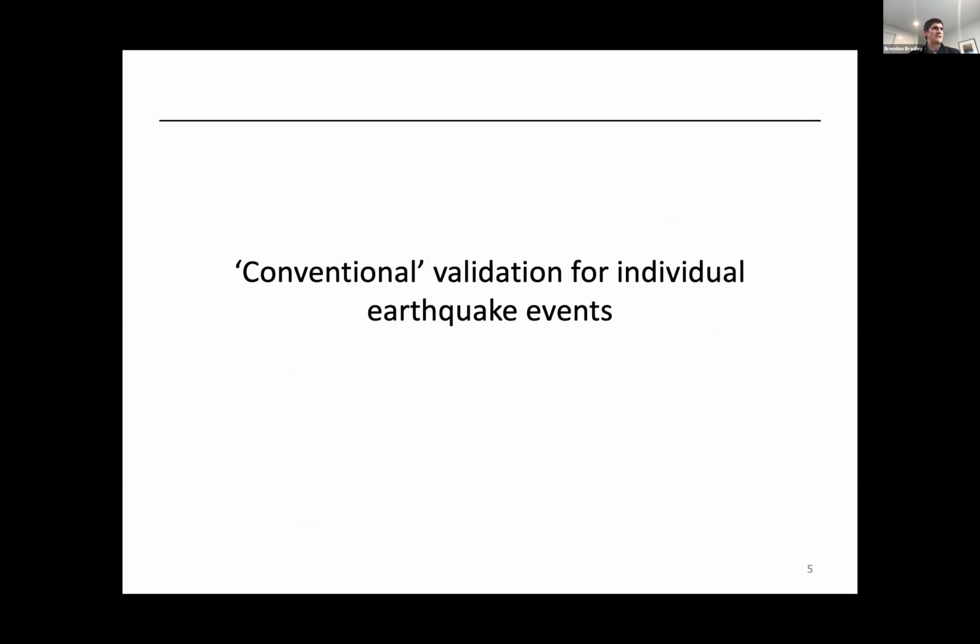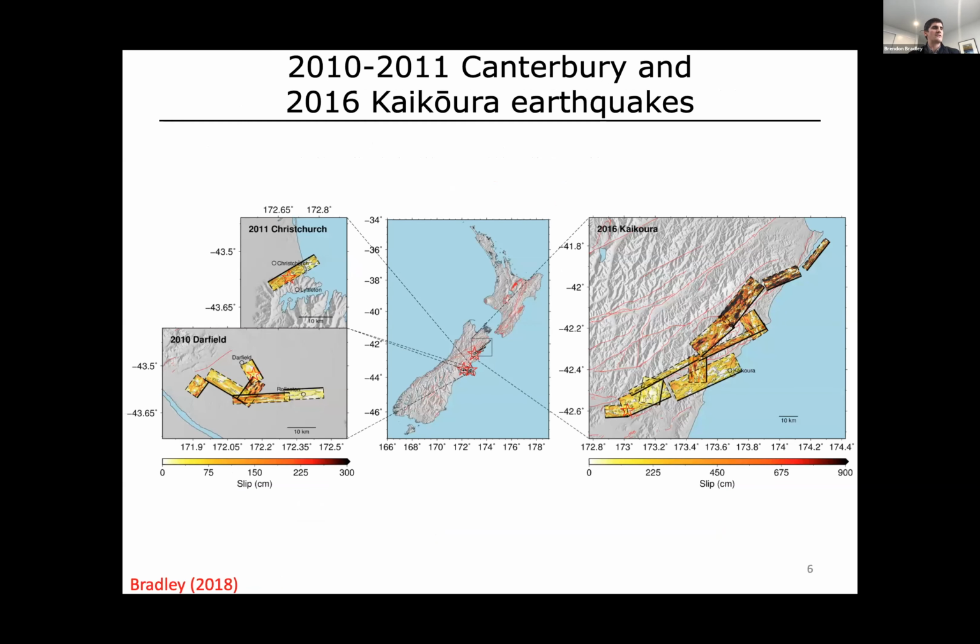So what does conventional validation look like for individual earthquakes? Naturally, through the arc of history, simulations have been used primarily for insight, and only more recently has their predictive capability got to the point where we think of using them explicitly for prediction. Because of that, there's obviously been a large emphasis on large events.